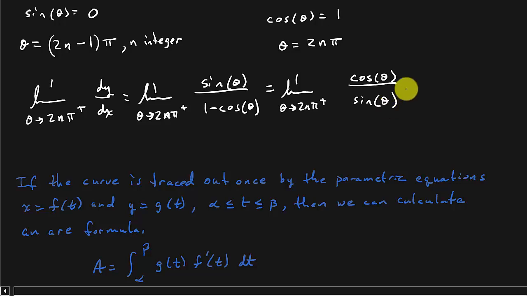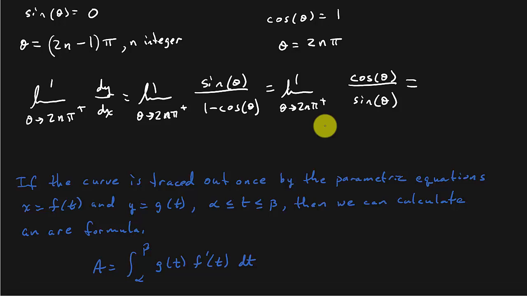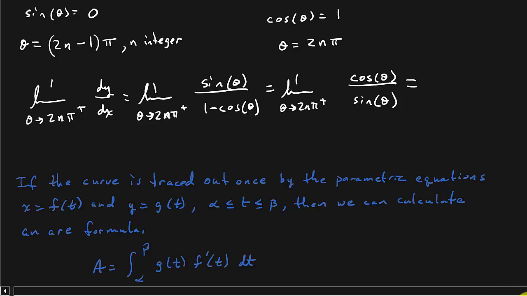Okay, so now this is equal, and I'm coming in from the right, 2n pi. What's cosine at 2 pi, 4 pi, 6 pi? That's pretty much 1, right? And then the sine, if I'm coming in from the right of 2n pi, would be like 0.